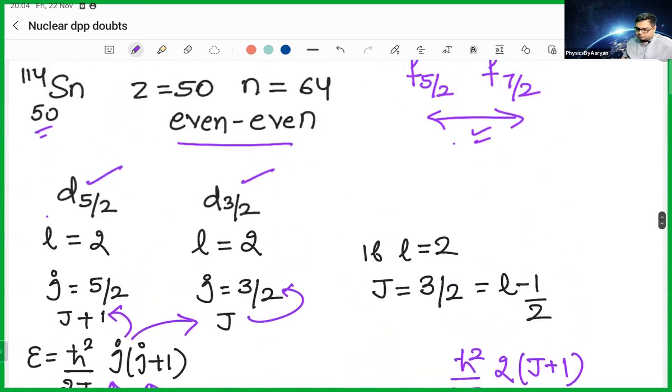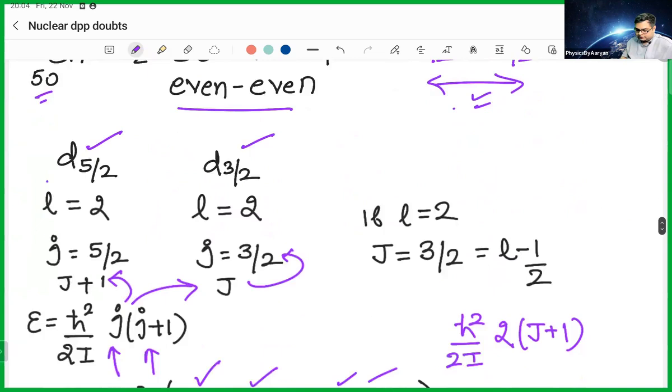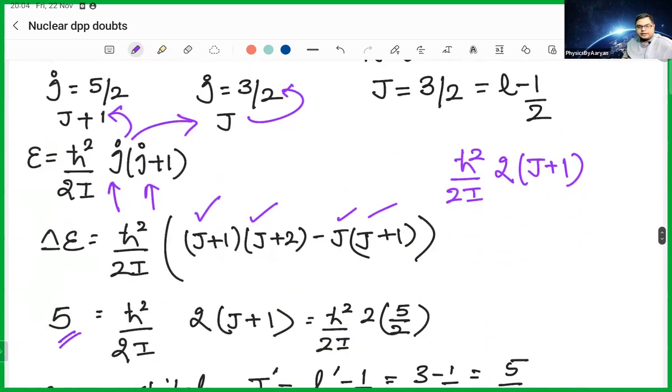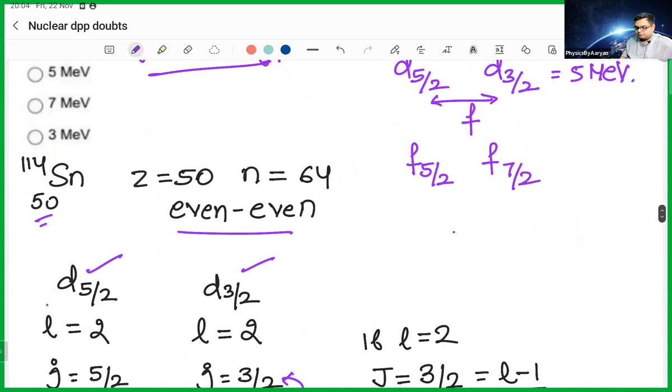And it is given to you. In the first case, it is given to you. It is 5 MeV. Okay. Now I need an energy difference between f orbitals.